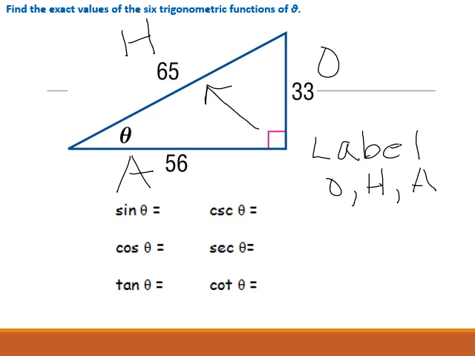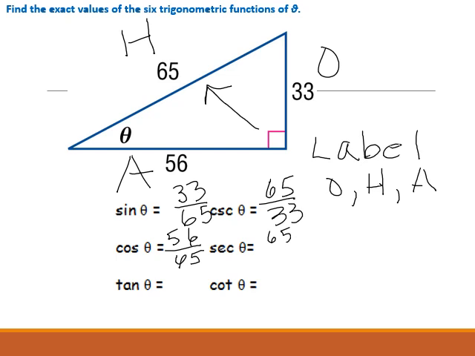So if sine is O over H, then cosecant is H over O. If cosine is A over H, then secant is H over A. And tangent would be O over A. So cotangent would be A over O.